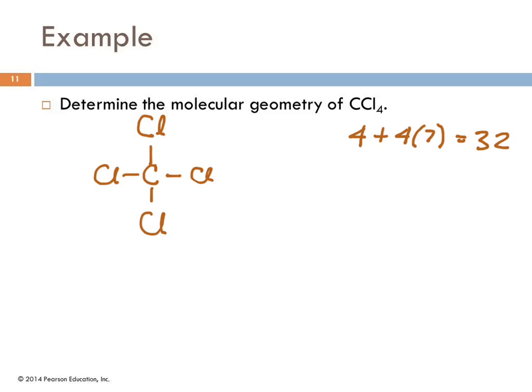So I've already got 2, 4, 6, 8, 10, 12, 14, 16, 18, 20, 22, 24, 26, 28, 30, 32. No double bonds on this one. We draw the Lewis structure. We look at the central atom. How many electron groups? 4. 4 electron groups. So that means its shape is what? Tetrahedral.